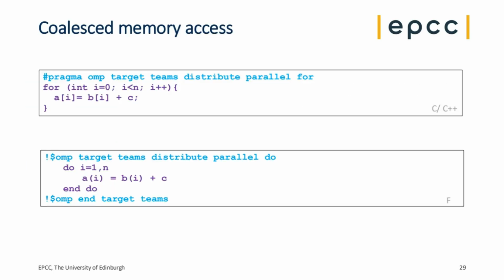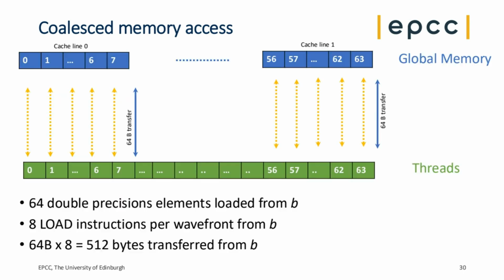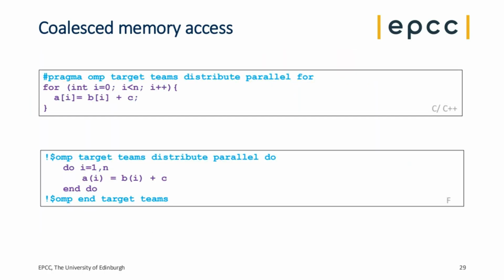So I'm going to go through an example of what's known as coalesced memory access. We've got our loop that's been offloaded, and we know that if you're accessing data at position I, it's going to be next to the data in memory at position I plus 1. So we have this kind of situation. We assume the elements in this array are doubles, so 8 bytes.